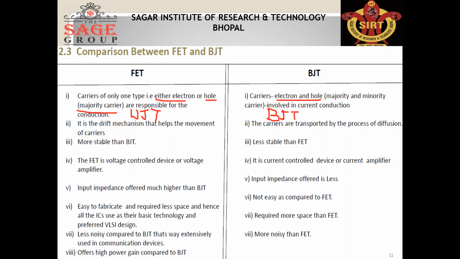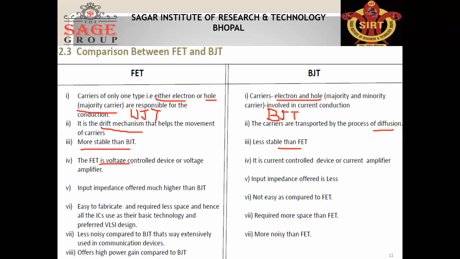Second point, in FET it is the drift mechanism by which the charge carriers move, and due to the drift mechanism the current will flow. Whereas in BJT the current will flow due to the diffusion process. FET is more stable than BJT, because in BJT we have studied that the collector current is temperature dependent, so we have to bias the BJT to get the stability, but FET is more stable in comparison to the BJT.